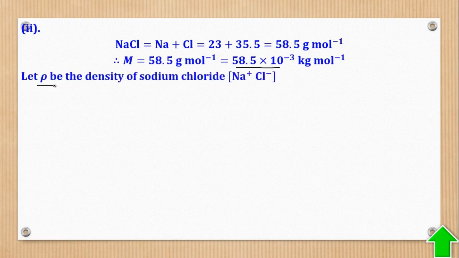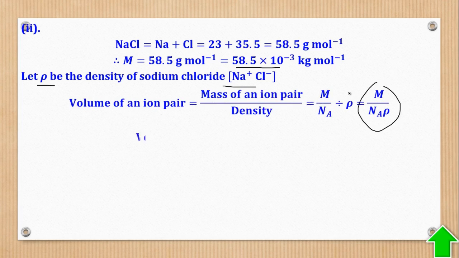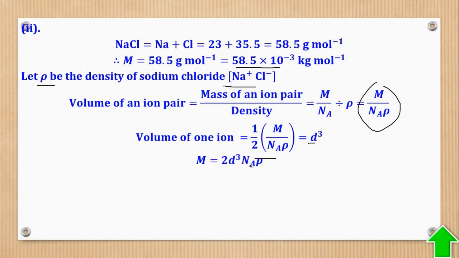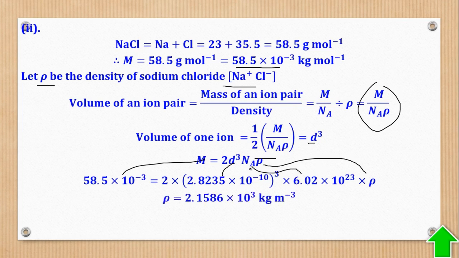Therefore, we shall go through the same procedure. Let rho be the density of sodium chloride. Therefore, volume of an ion pair is this, but we want one ion, so it will be half that, and that is equal to d cubed. Then cross multiply and then substitute for M, for d, for Na, which is the constant, to remain with this as the only unknown, and that will be the density they wanted.